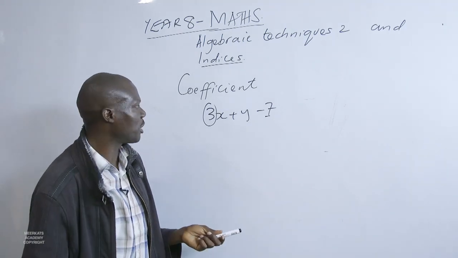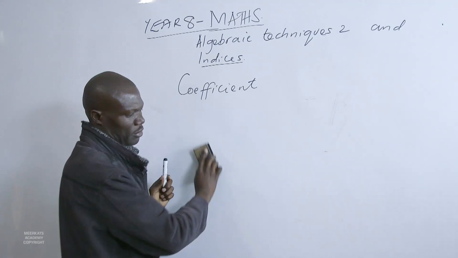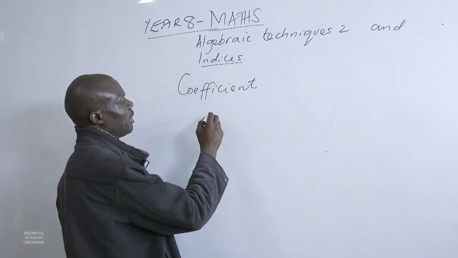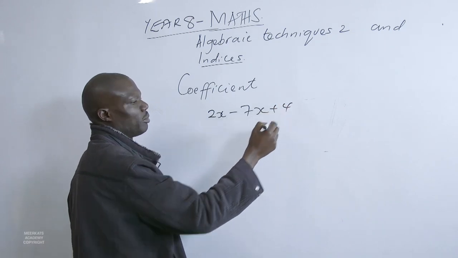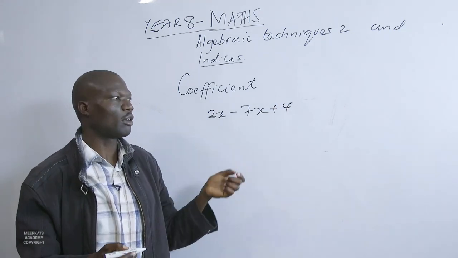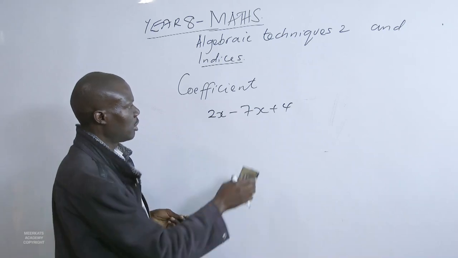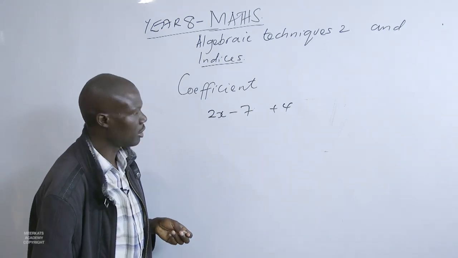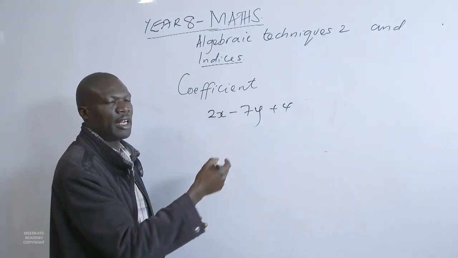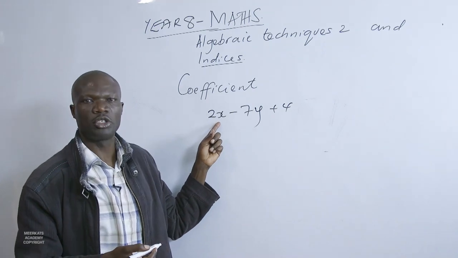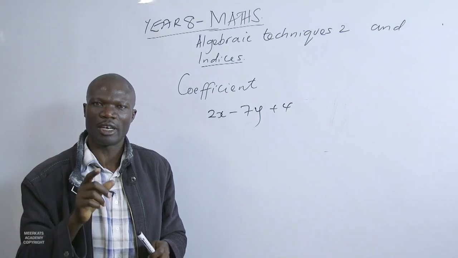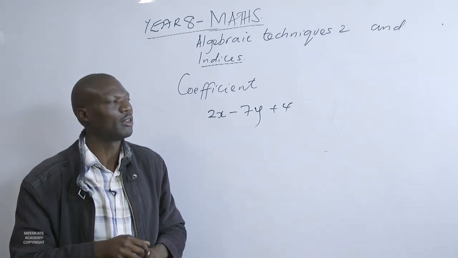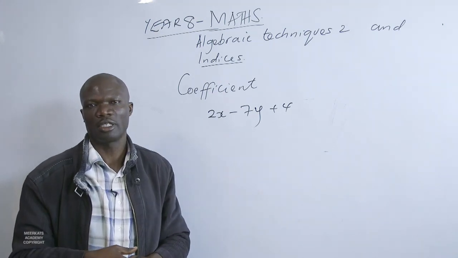So note that we can also have negative coefficients. For example, if you had a number like 2x minus 7y plus 4, the coefficient of x here is 2, but the coefficient of y is negative 7 or minus 7, while the constant is 4.